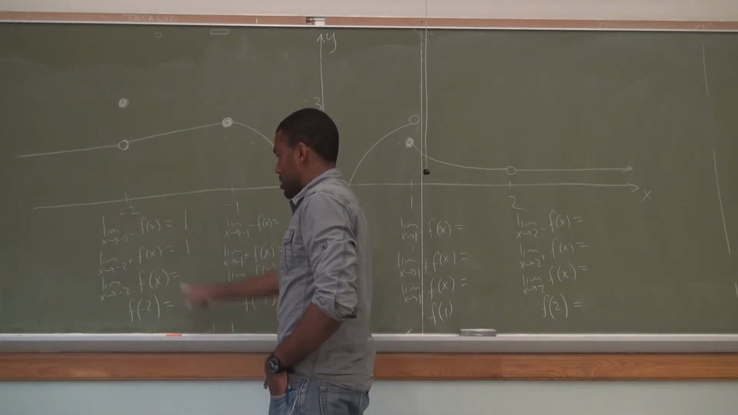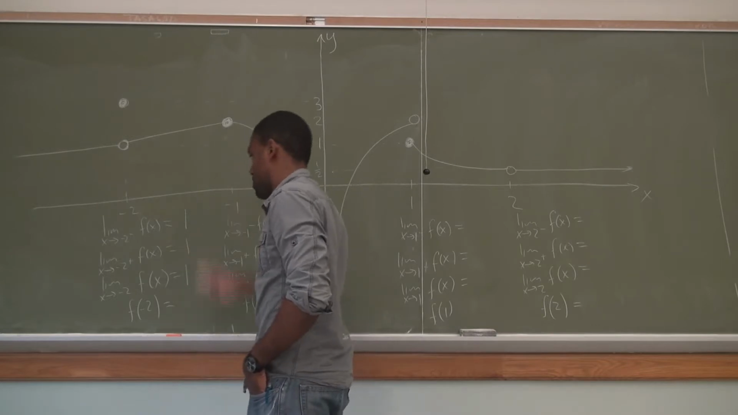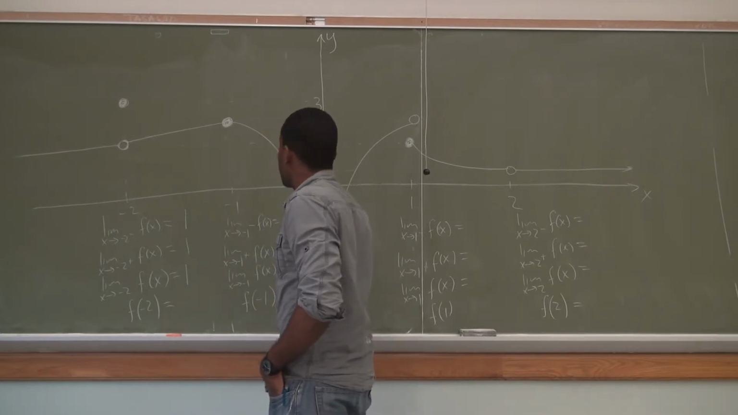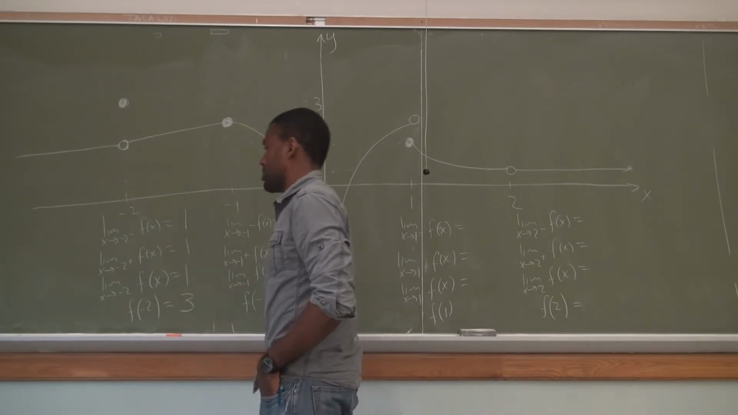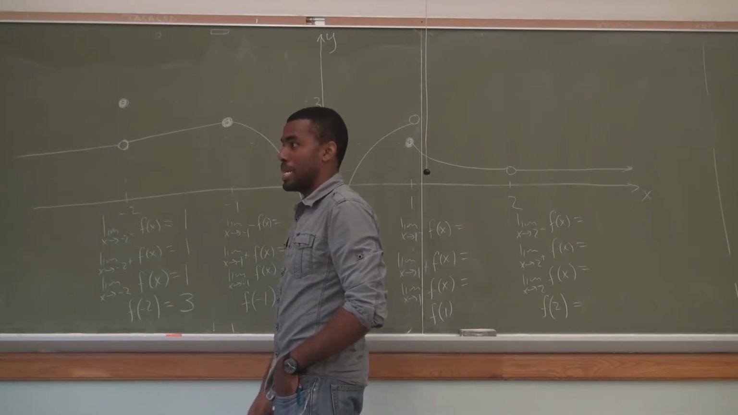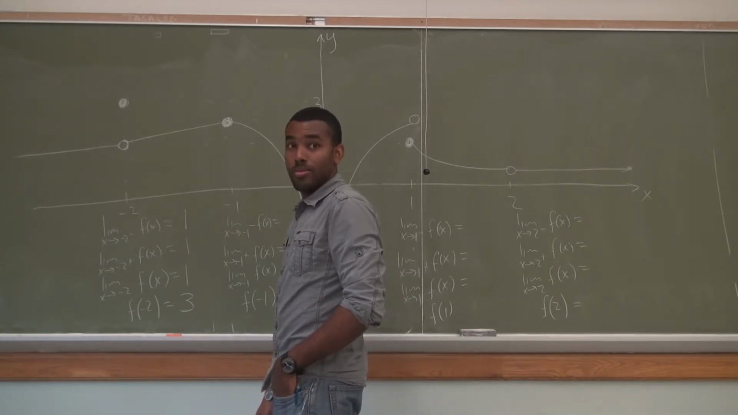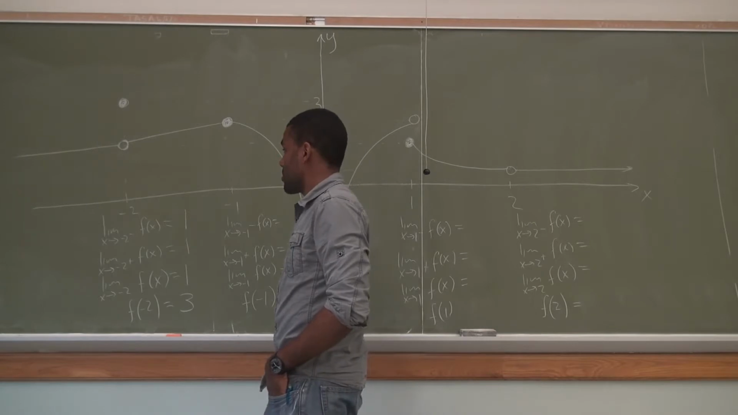So what's the limit as you approach -2? It's 1. What's f of -2? 3. What does that mean? Because there's a point in the curve. There's that one point on the graph when x is negative 2.